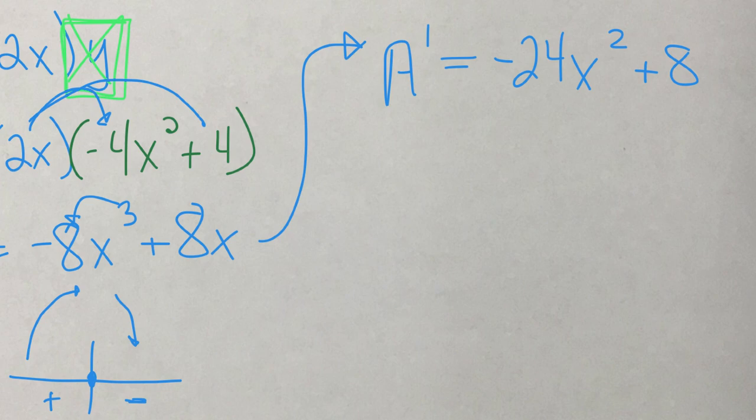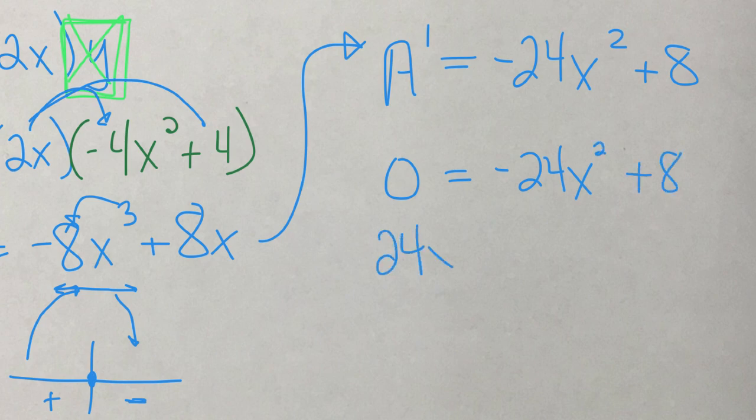And if we're trying to find where the slope is 0, you take your A prime, and we want to know when is that slope 0, because it's going to be a horizontal tangent line, and a horizontal tangent line has a slope of 0. So we set this equation equal to 0, and we solve.